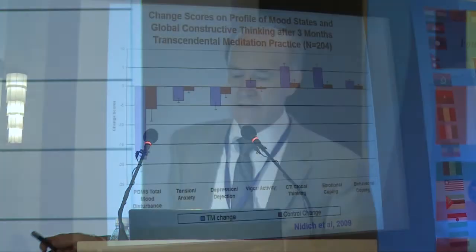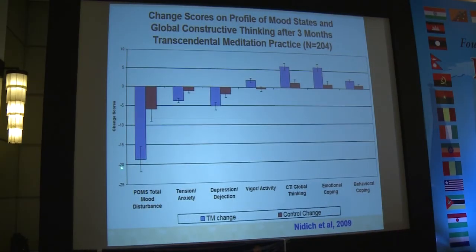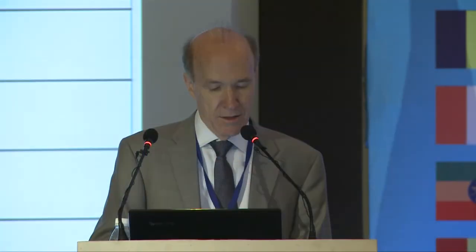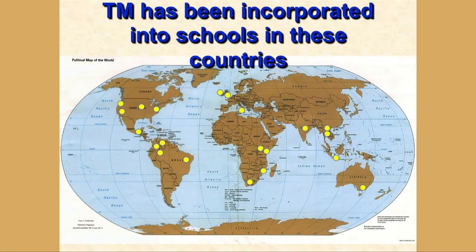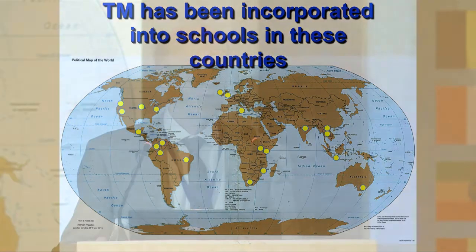These students trained in transcendental meditation had greater decreases in negative personality traits such as mood disturbance, anxiety, depression, greater increases in positive personality traits such as global constructive thinking, emotional and behavioral coping. Because transcendental meditation helps students to handle stress and learn more effectively, it's been incorporated in schools in over 50 countries. Each yellow dot you see here is a school that's incorporated transcendental meditation into their learning curriculum. There's a very big dot in India because there's over 100 schools that's adopted this practice.